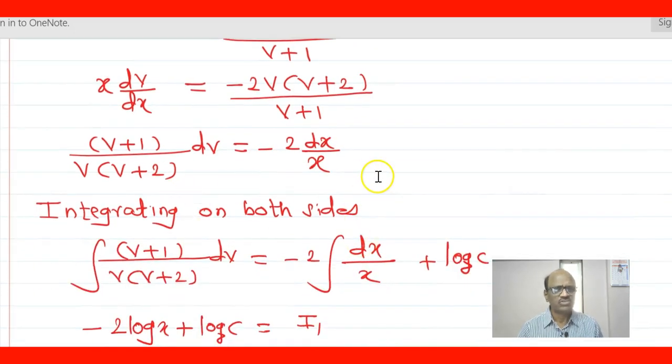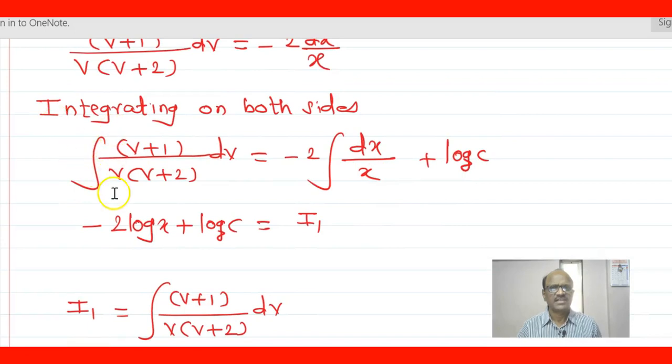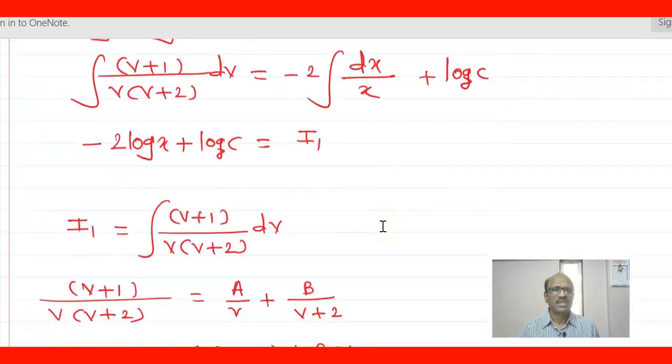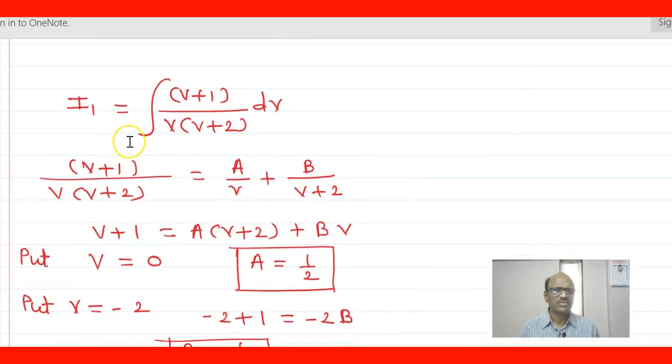Now integrating on both sides, that is the integral of (v plus 1) upon v into (v plus 2) into dv is equal to minus 2 integral dx upon x plus log of c. Now again, what is the integral of this? That is log of x, that is minus 2 log of x plus c, and this is treated as I1. Now to find the integral of this, we apply the partial fractions method.